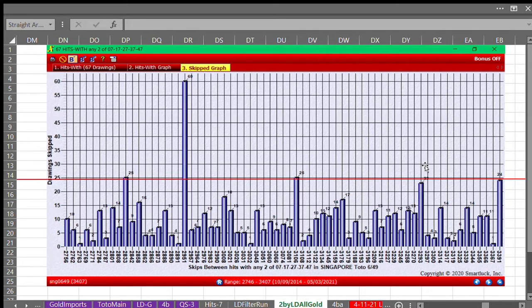Three. Minimum 3, last digit 8s, was skip 1. It was the next drawing, and then I think it was skip 84, the highest skip since the ball set changed. Okay, so that's that. Let's go to the next one, 8.